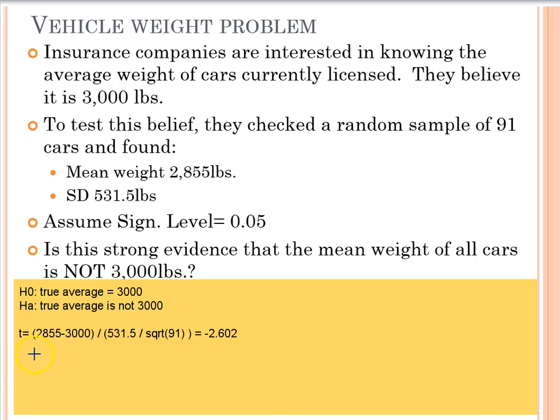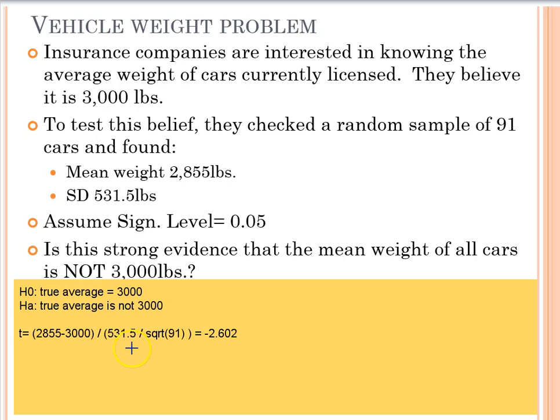The next step then is to calculate a t-score using your sample. We want to see how unusual our sample is if the null hypothesis is true. So we're going to put our sample first, and then we're going to subtract off our hypothesized value for where we think that true average is. We're again assuming a true average of 3,000 pounds, and then we're going to try to find evidence against that assumption. So this is just the difference between your sample and your hypothesized value.